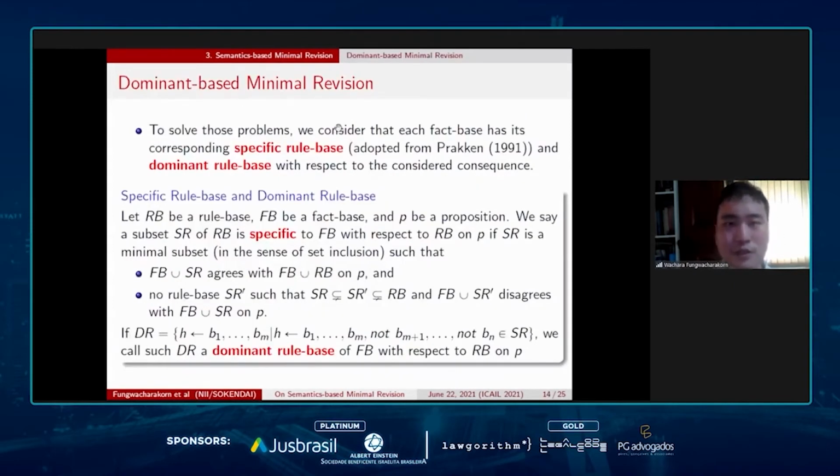So to solve this problem, we consider that each fact base has a corresponding specific rule base and dominant rule base with respect to the considered constraints. So we say some subset SR of the whole rule base RB is specific to the fact base FB with respect to the whole rule base RB and on position P.